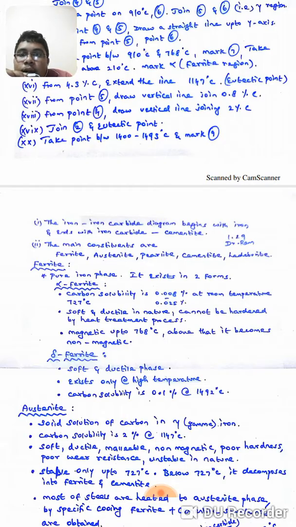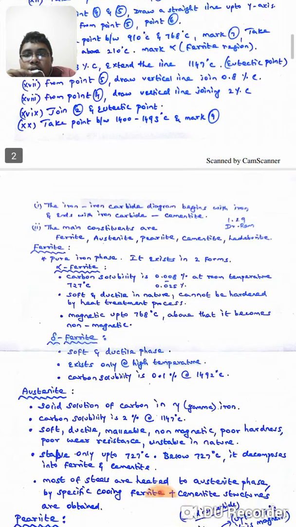In alpha ferrite, carbon is soluble. The carbon solubility in the alpha ferrite state is 0.008% at 727 degrees centigrade. In this state, the iron appears soft and ductile in nature and cannot be hardened by heat treatment. This is magnetic up to 768 degrees centigrade, and above it becomes non-magnetic. So if we need the magnetic property, we should heat only up to 768 degrees centigrade.